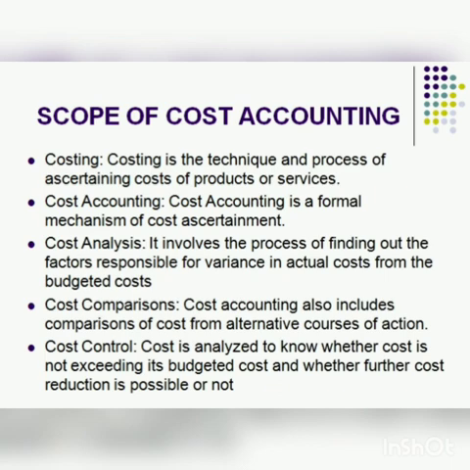Second is cost accounting. This is the process of accounting for cost, which begins with recording of your expenditure and ends with the preparation of periodical statements and reports for ascertaining and controlling the cost. Cost accounting is a formal mechanism of cost ascertainment. Third is cost analysis. It involves the process of finding out the factors which are responsible for variance in actual cost from the budgeted cost, and accordingly fixation of responsibility for cost differences.